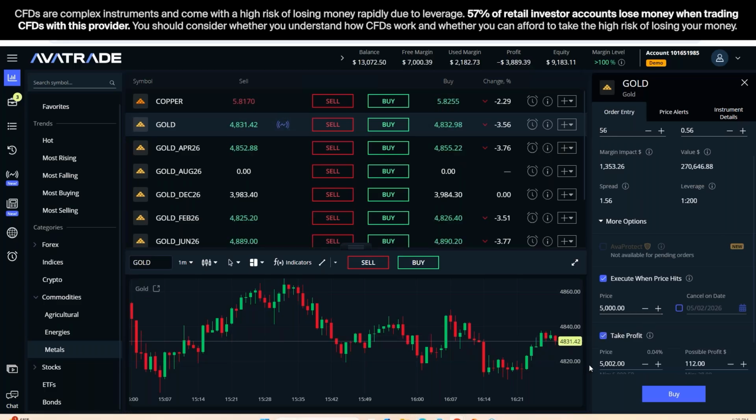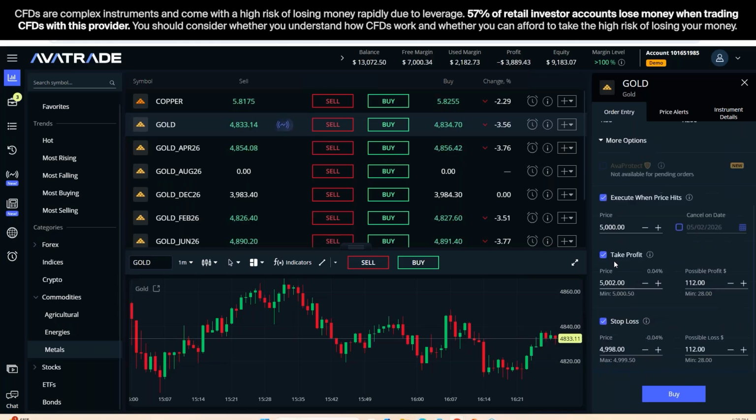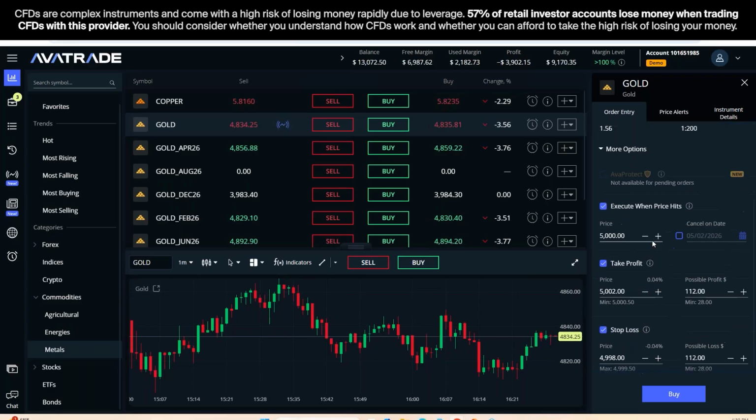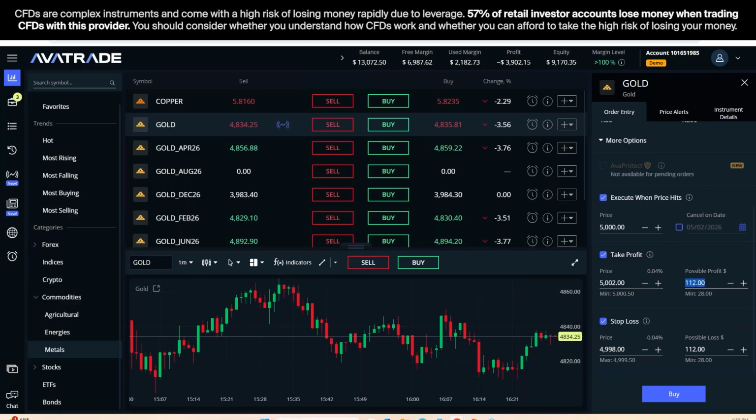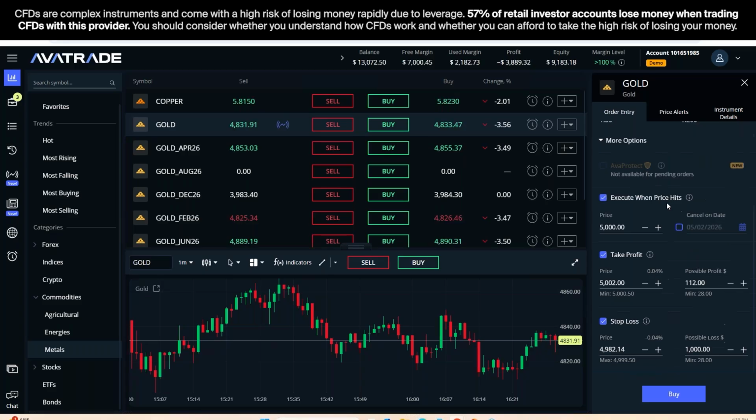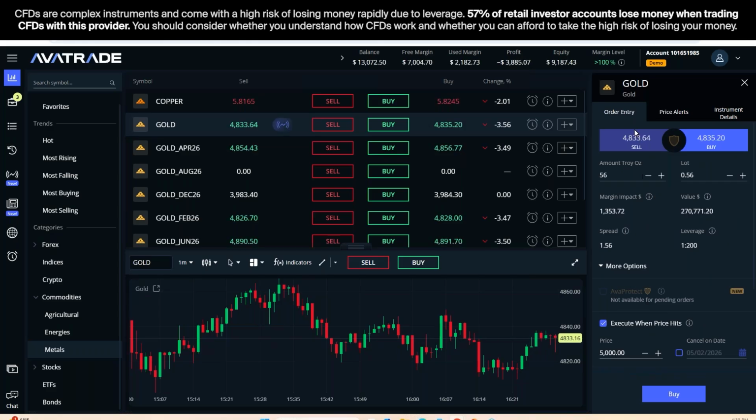Additionally, you can also set take profit and stop loss. These two are embedded inside. A margin calculator is on the top over here, and here you have a pip calculator. So let's say you want to limit your losses to, let's say, $1,000. This position is quite high. So you see $1,000 when the price of gold reaches, let's just change this one, $4,982.